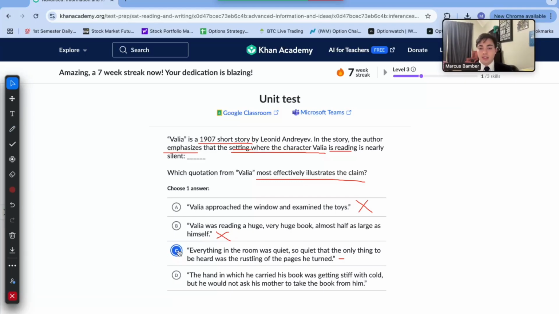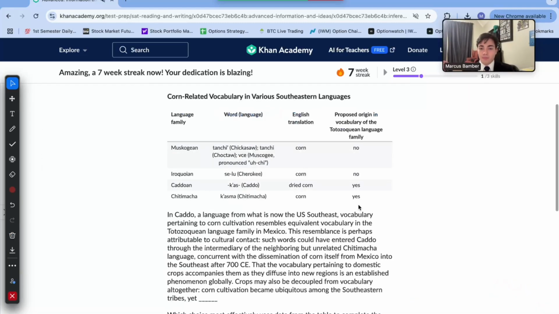All we have to do is break down some of the keywords in this question, and then we are led to answer choice C. That is the answer. Answer choice D mentions stiffness and the temperature, not related to the silence of the setting.